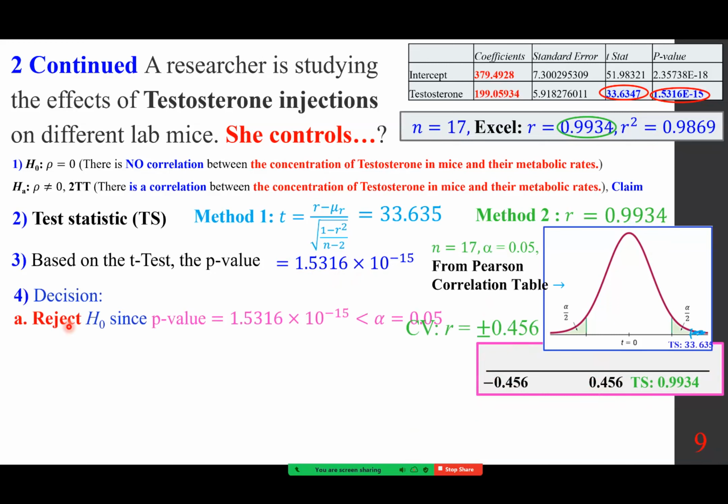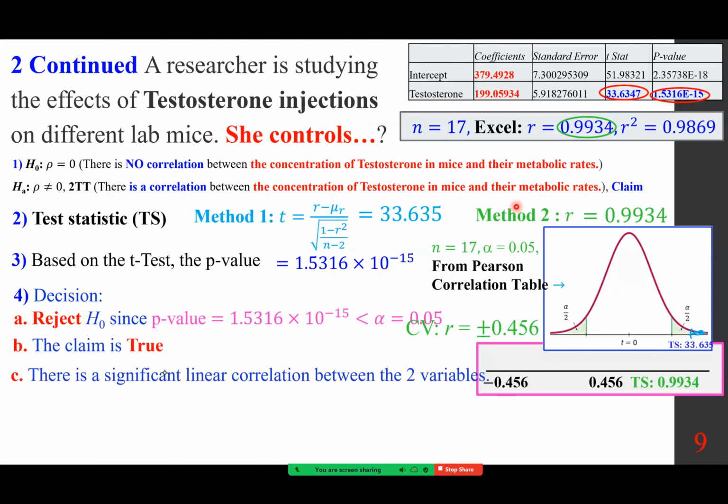So your decision making would be reject H0 since p-value is less than alpha. Now p-value is 1.5316 times 10 to the power minus 15, and alpha is 0.05. So that's how small it is. It's almost 0, as I mentioned. So if you are rejecting H0, you are not rejecting H1 or HA. That means the claim becomes true. The claim is true.